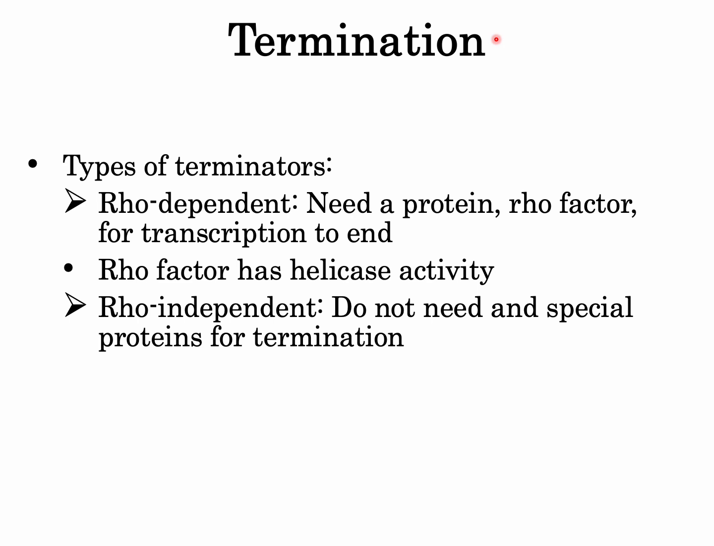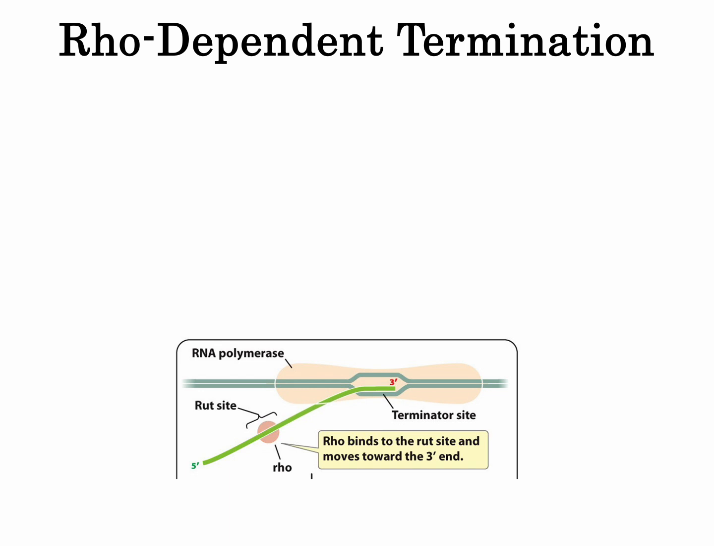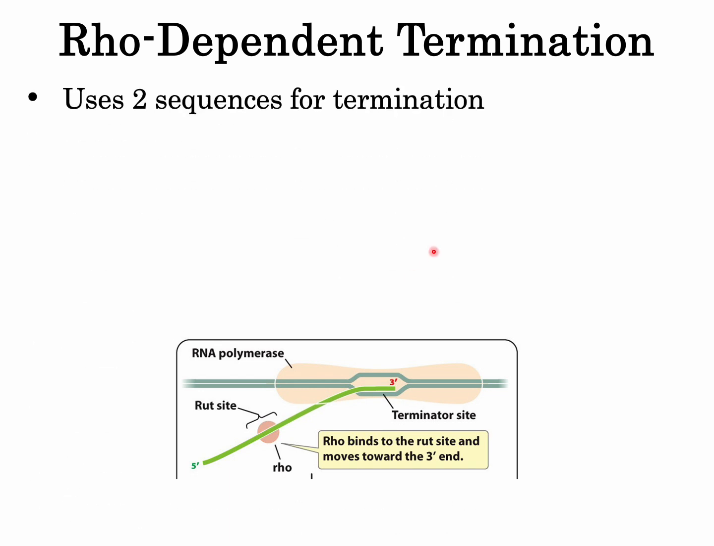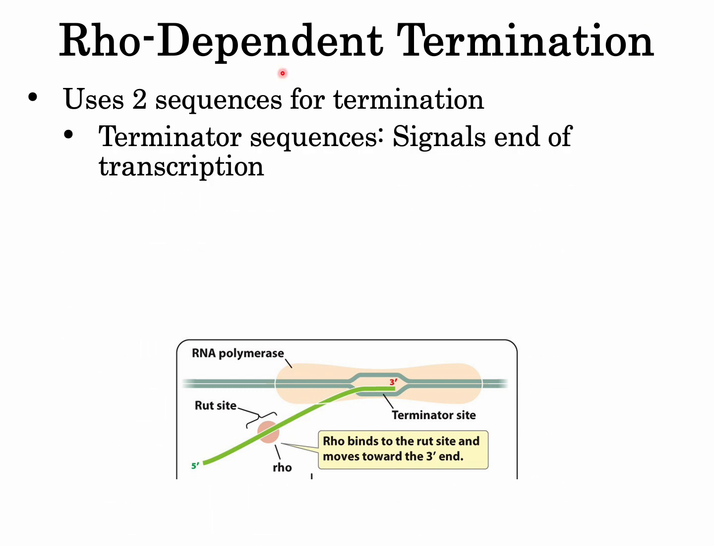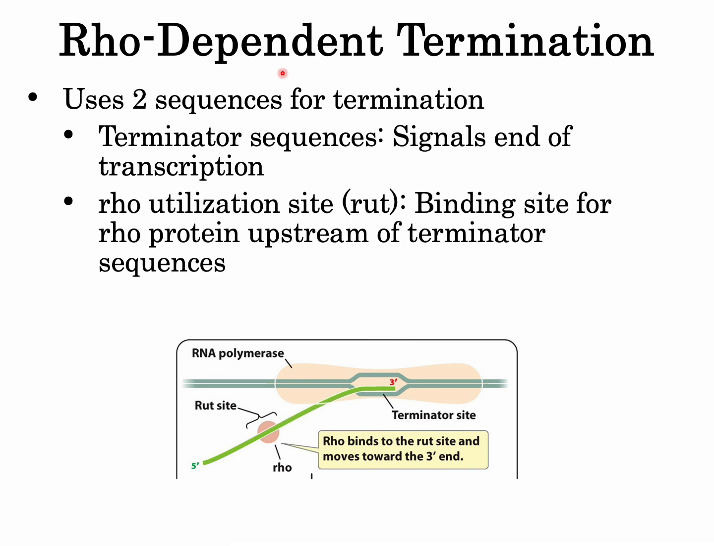One is called rho-dependent termination, where the rho protein is involved. The other method is called rho-independent termination, which does not require a rho protein. Let's first look at the rho-dependent termination. In rho-dependent termination, there are two important sequences. One is the terminator sequence in the DNA that signals the end of the transcription. The other is called the rho utilization site, or the rut site, that is located in the RNA transcript.